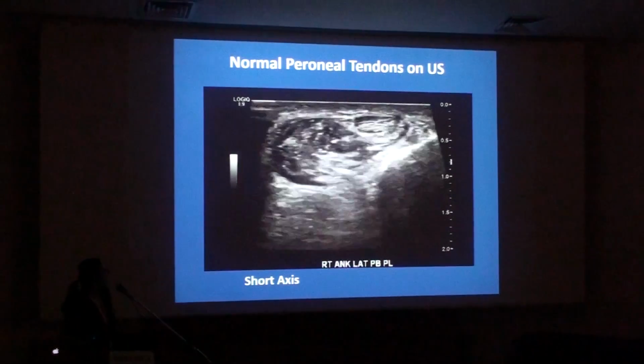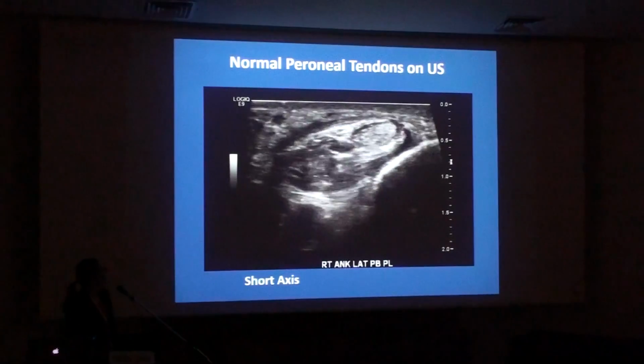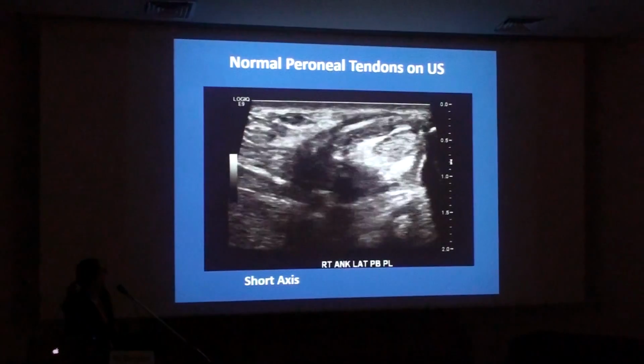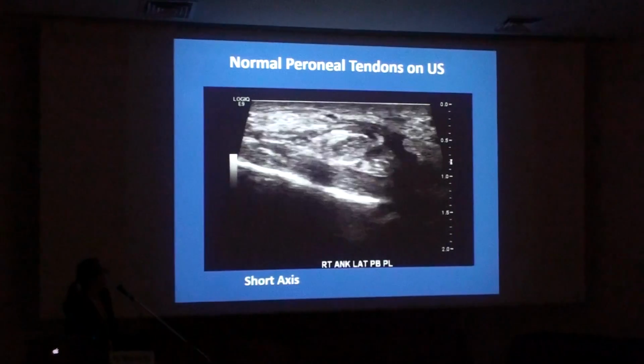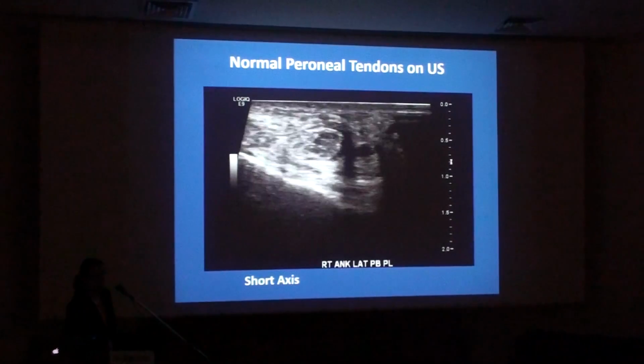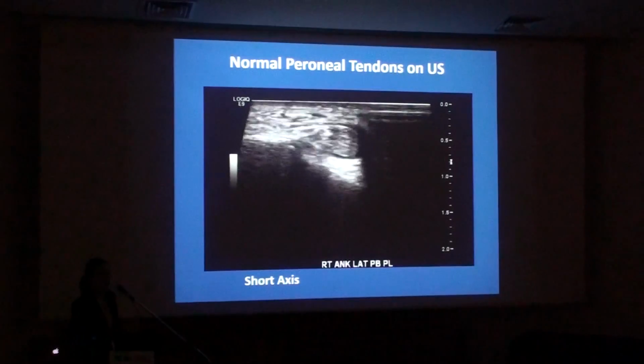This is a short axis of the peroneal tendons, and you can see over here the longus more superficial to the brevis. So this is the longus, that's the brevis. The mouse doesn't show up, and we follow both tendons to the level of the peroneal tubercle.